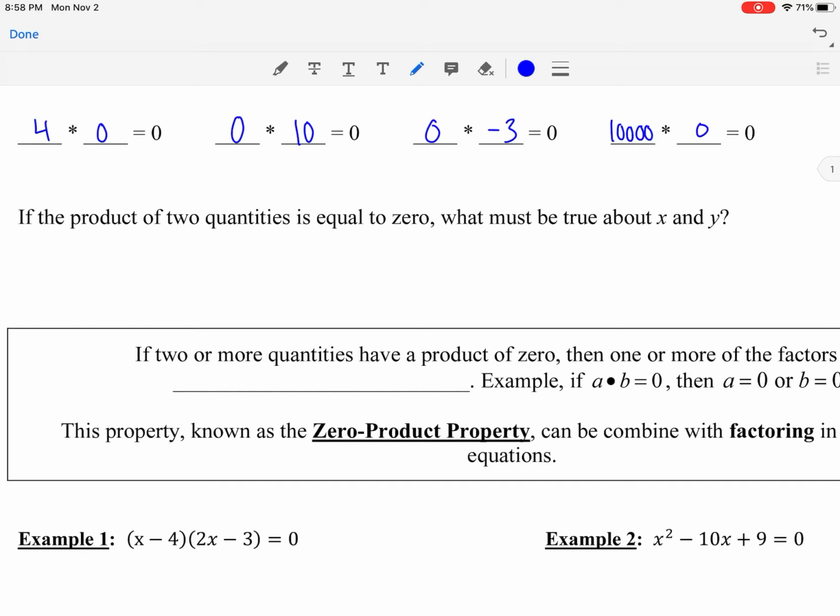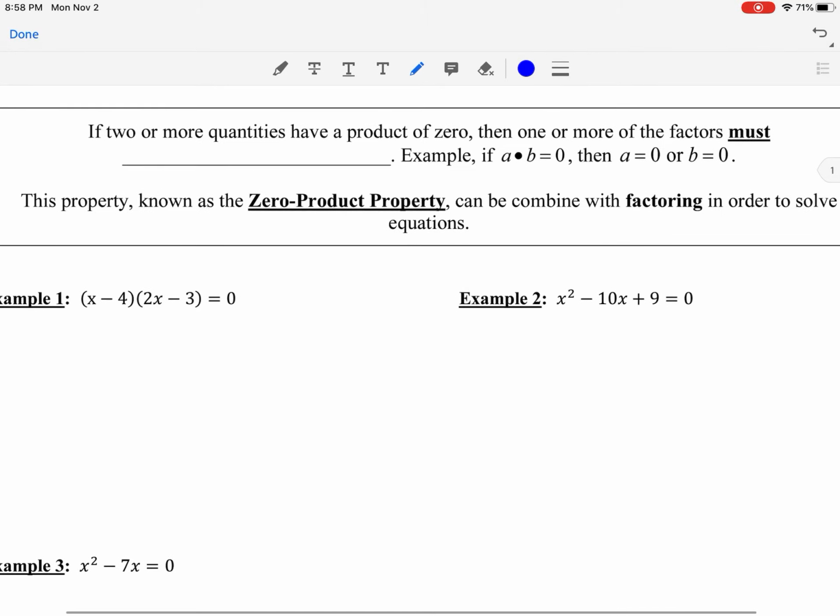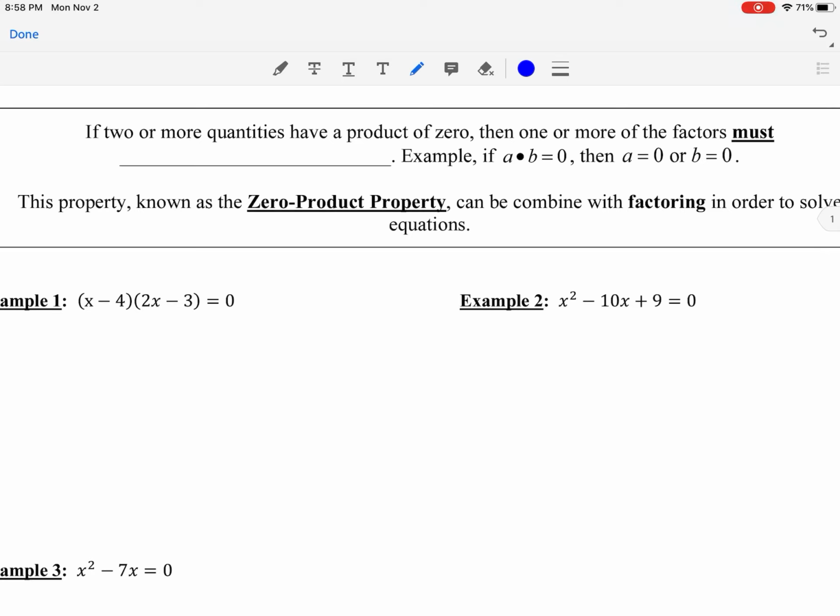So for us, well, I guess for anybody, one of them has to equal 0. Otherwise, it's not going to work. There's no way that we can make two numbers multiply with neither of them equal to 0. So we're going to come down here and we're going to write a property about that.